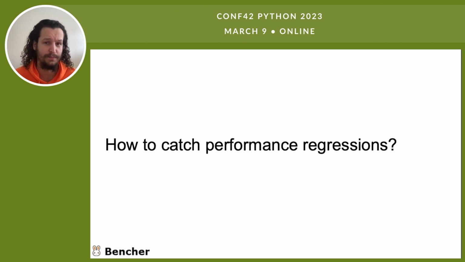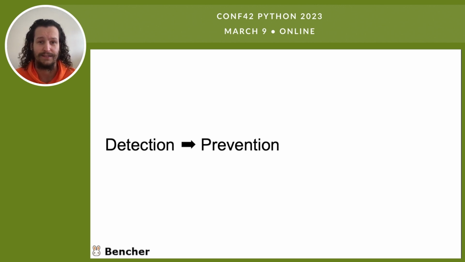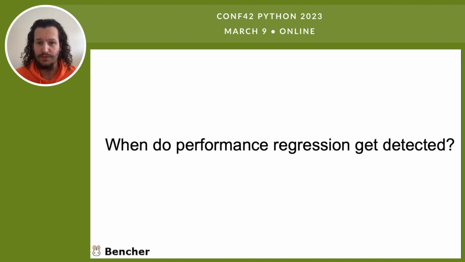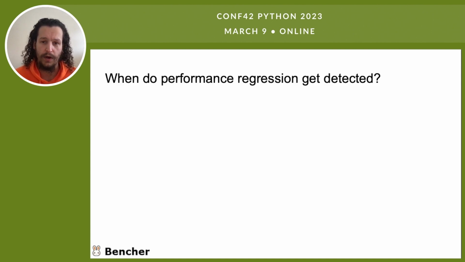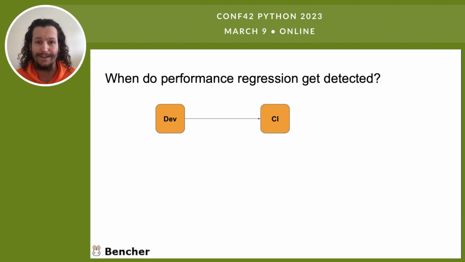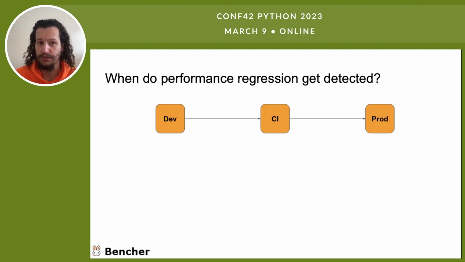Now, in order to catch a performance regression, you have to first detect it. Detection is a prerequisite to prevention. So when are we able to detect performance regressions? Well, we can do that in development, or we could do that in CI or in production.